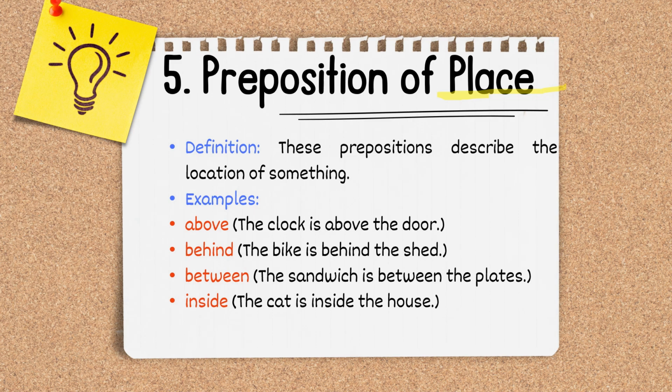Like see, the clock is above the door. It is telling you above the door, right? The bike is behind the shed. It is telling you that it's behind, not in front, it's behind. The sandwich is in between, okay, between the plates. The cat is inside the house, inside. So it is again telling you the location of the clock, bike, sandwich, or cat, okay.